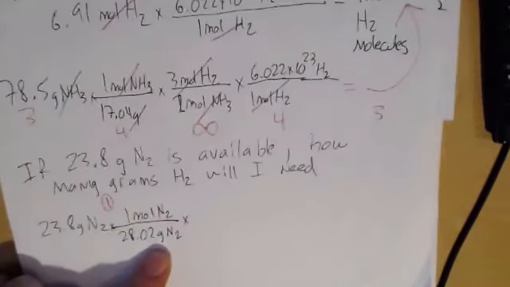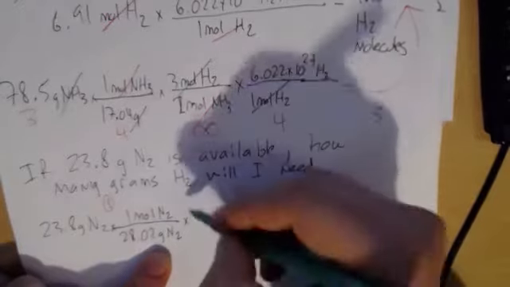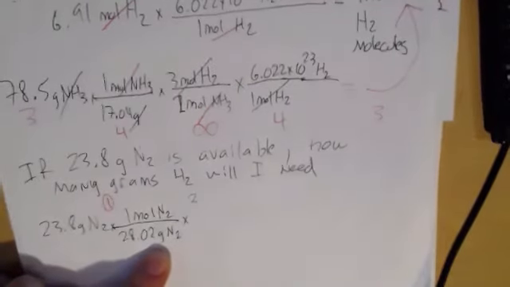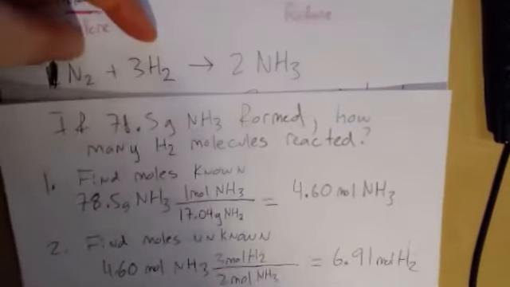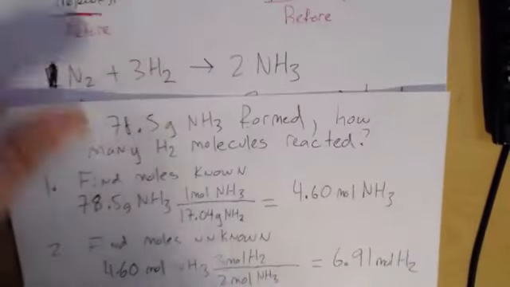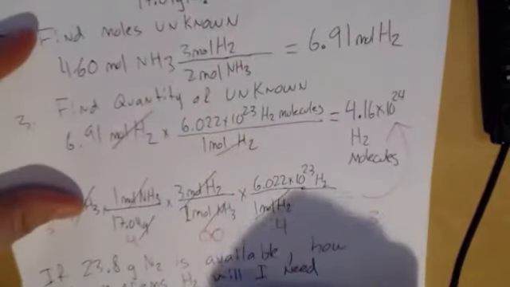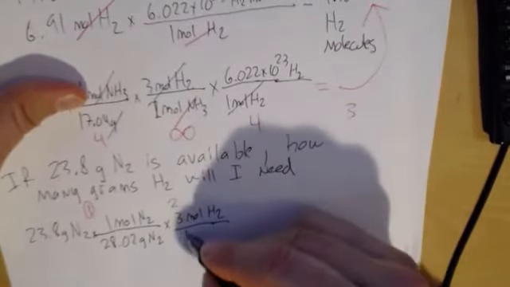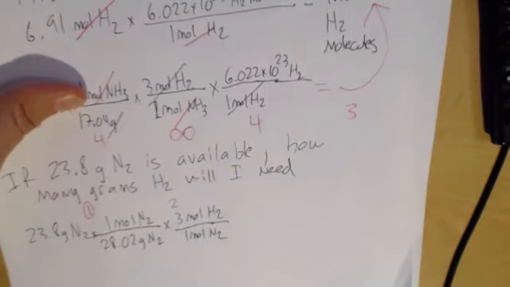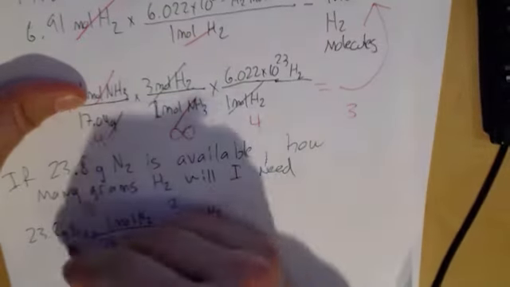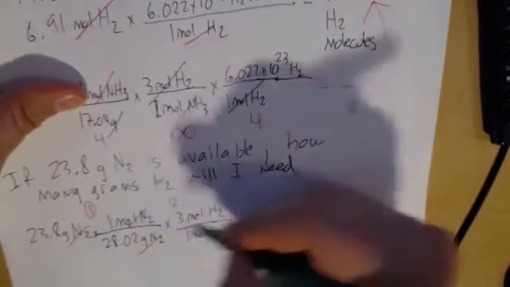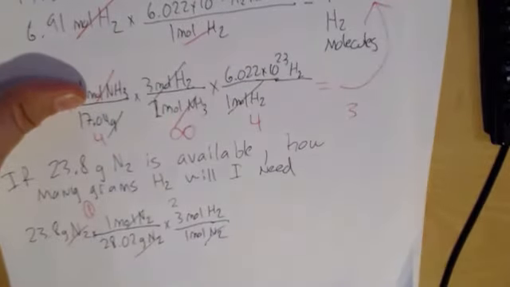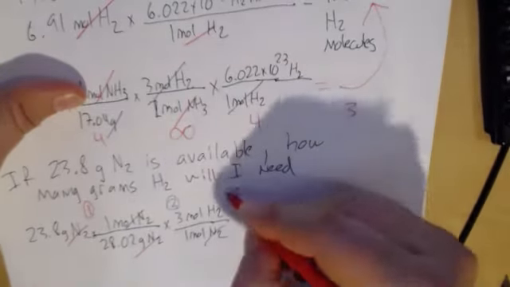right? Then I'm going to use the mole ratio, step 2. Find the moles of the unknown. So now we're looking at nitrogen and hydrogen. It's a 1:3 ratio. So 3 moles of hydrogen are required to react with 1 mole of nitrogen. So now let's cancel some stuff. Grams of nitrogen are gone. Moles of nitrogen are gone. The next step, so that was step 2. I found moles of the unknown. Step 3 is find quantity of the unknown.